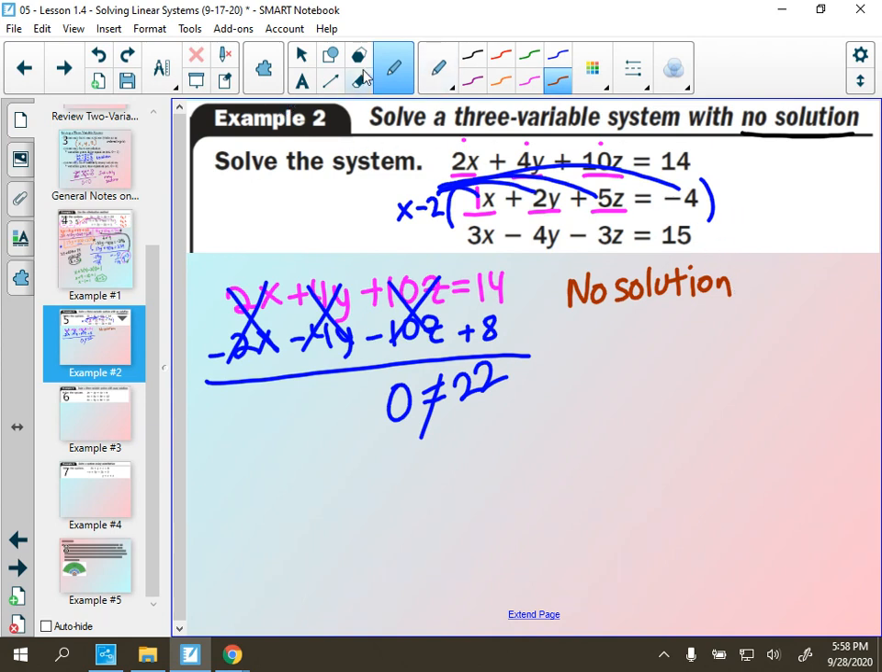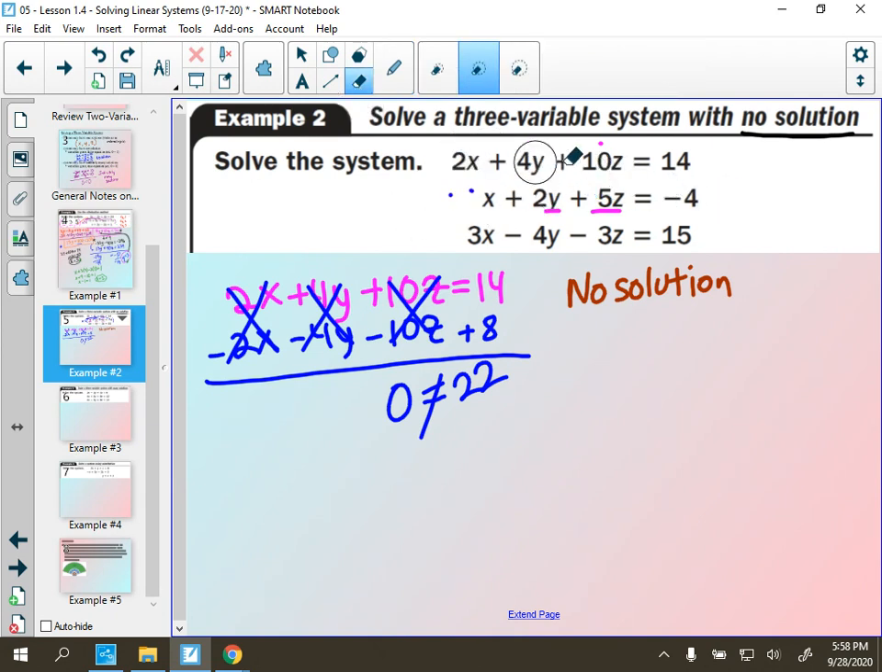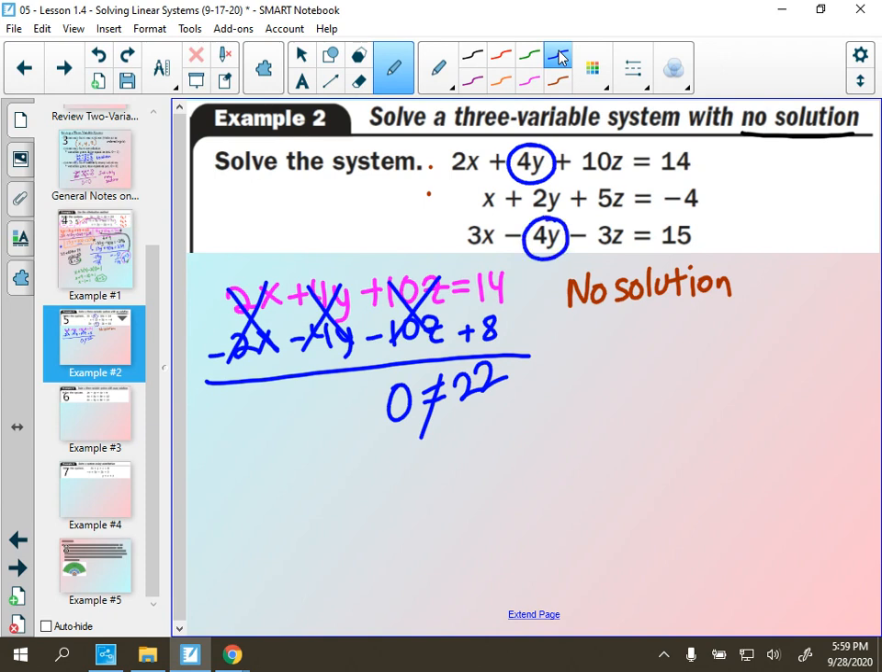Now, does that always happen on the first one? Absolutely not. I had mentioned that earlier on. So this problem's over. It's no solution. But I wanted you to at least hear and see that it doesn't always happen right away. We strategically picked these two to work with because I could see what was going to happen there. I think a lot of people's first reaction would have been to add this 4y and this -4y. Those would have eliminated. We would have had a 5x with the x's, a 7z, and 29 had I added those up.